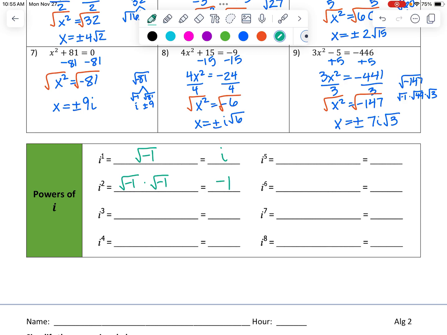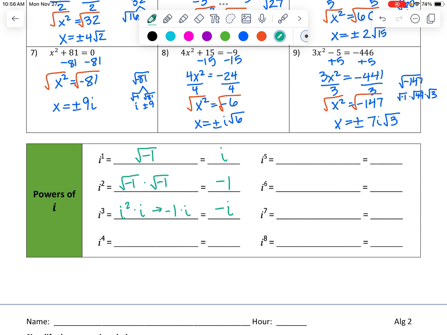If I take i to the third power, I have square root of negative 1, square root of negative 1, square root of negative 1. We know that the i squared part is negative 1. And then we know this part would be i. So I would have negative i. Okay. And you can break it down however makes sense to you. It might help you to think of this as, well, if I already know that i squared is negative 1, and I'm multiplying it times i, I get negative i. Okay, so thinking of it like that.